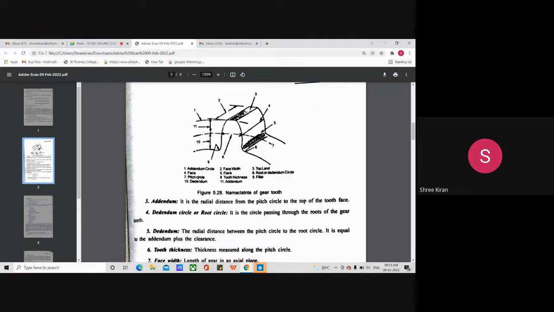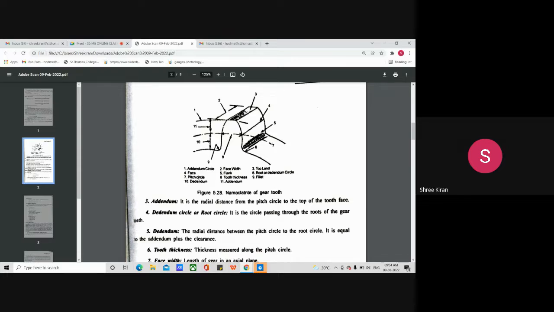In the case of the addendum, it is a radial distance. It is always the radial distance from the pitch circle to the top of the tooth face. That's what happens in the case of the addendum.